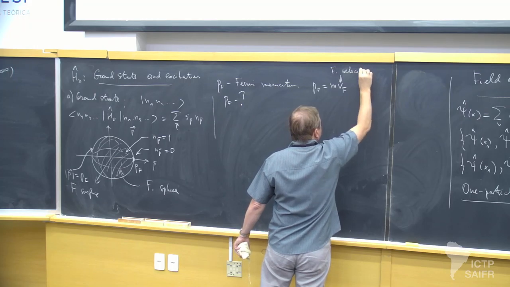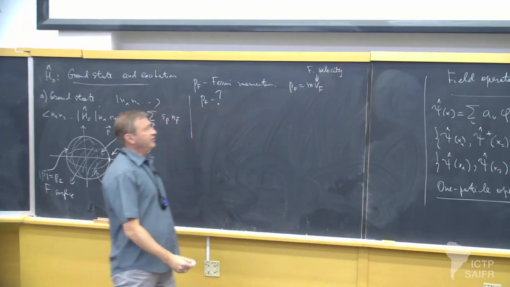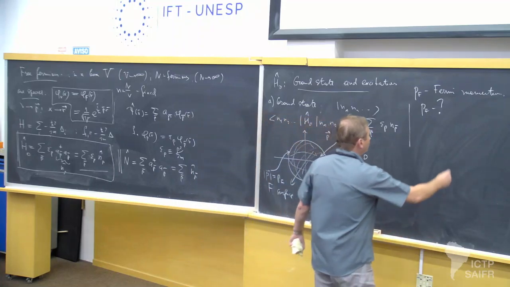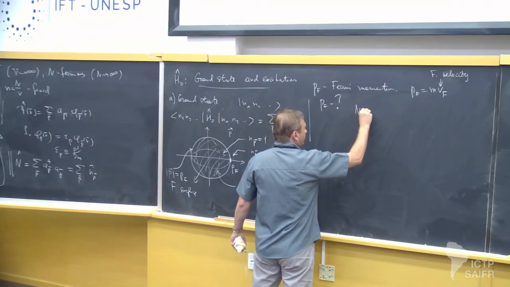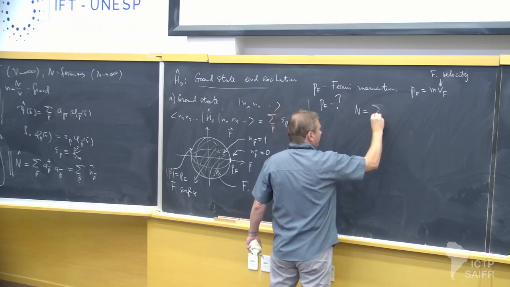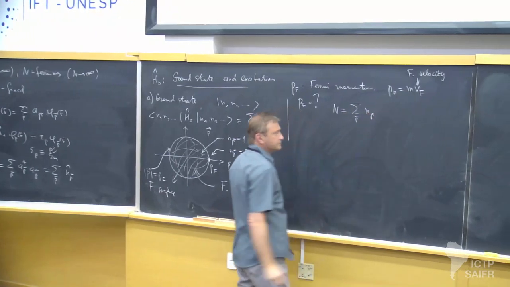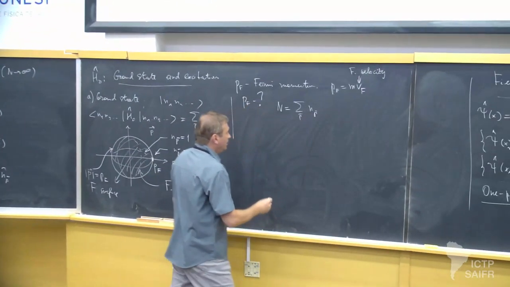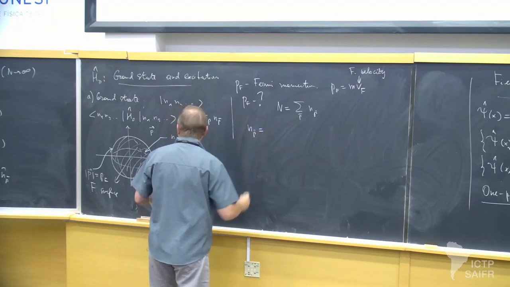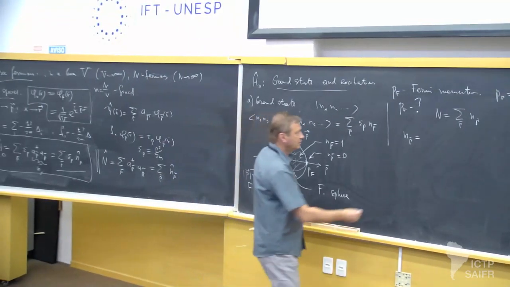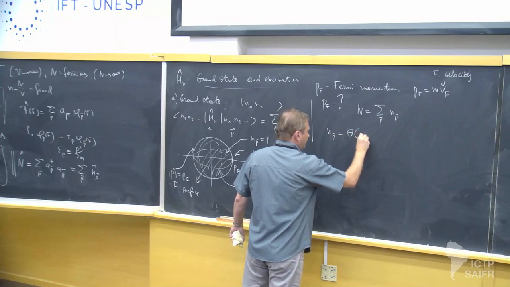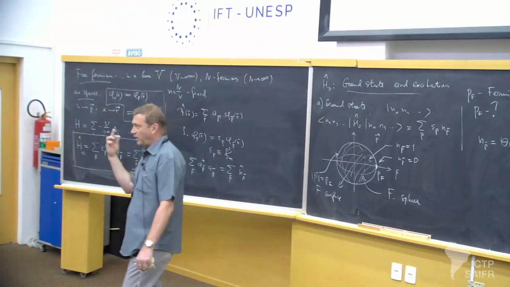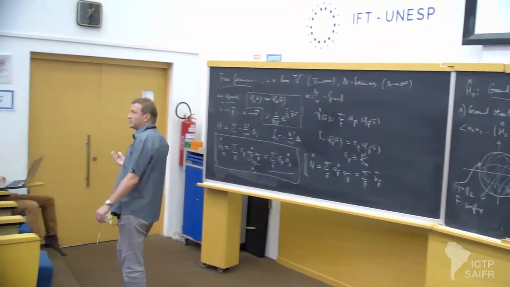We will also use it later on. Fermi velocity. So how can we find pF? We have to go back to this definition: N equals the sum over p of n_p. And this n_p, for this case, is very simple. It's a step function, theta of pF minus p. All that is below pF is 1, all that is above pF is 0.